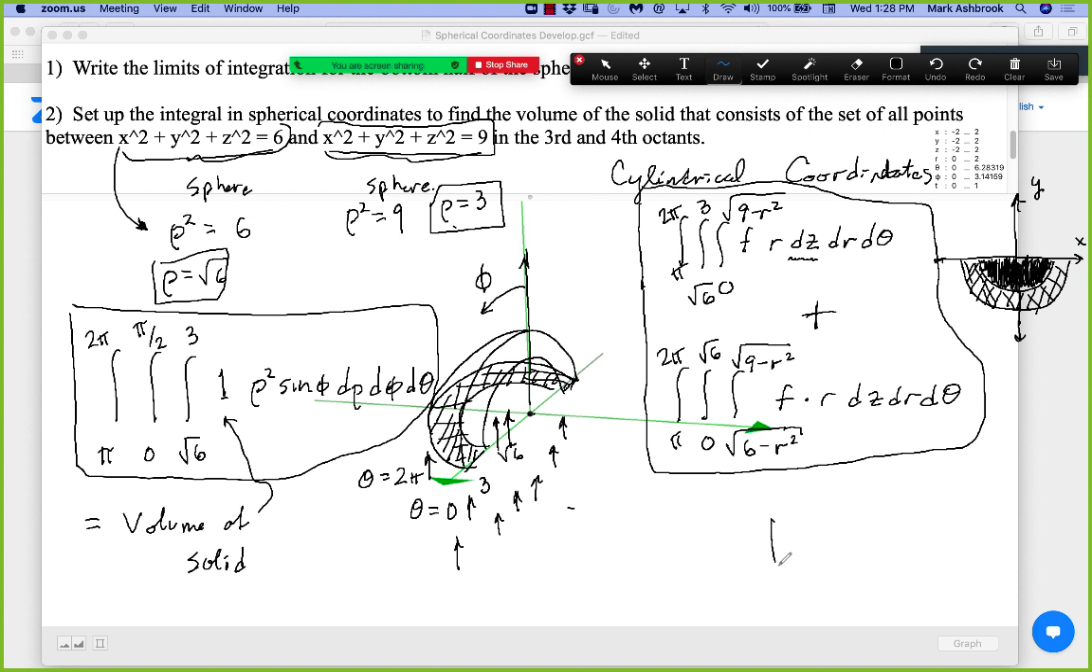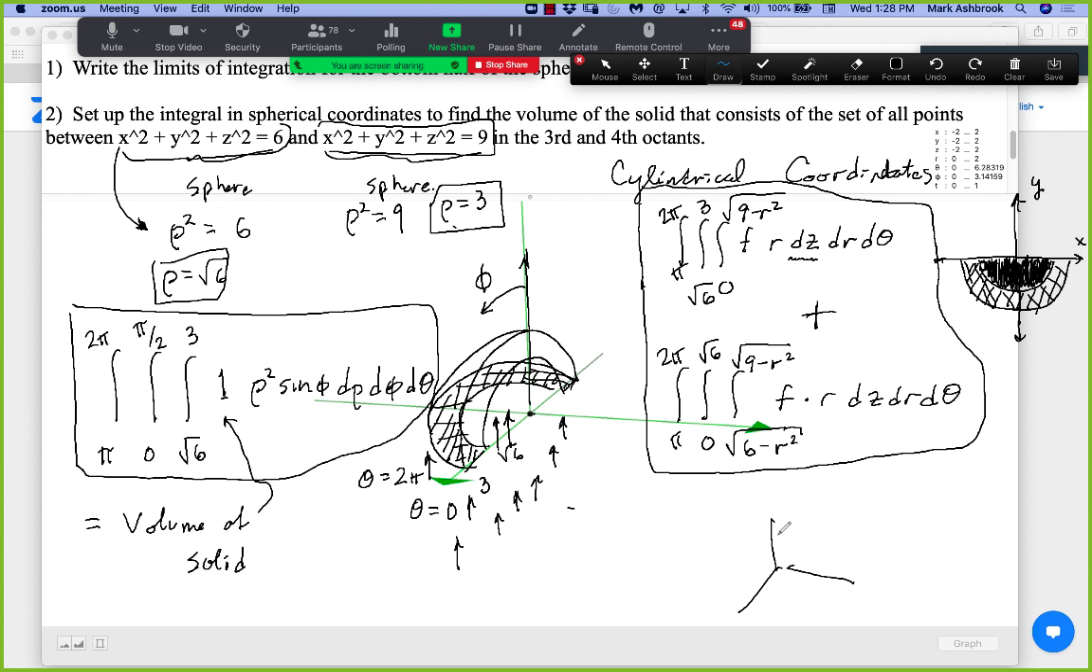Cylindrical coordinates is based mostly on r. r is what? Distance from the z-axis. And if you have a constant r at all heights and directions, what kind of thing do you get?